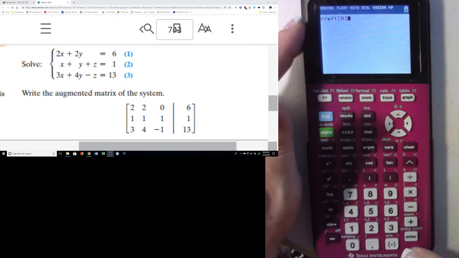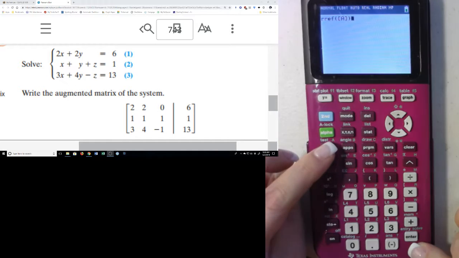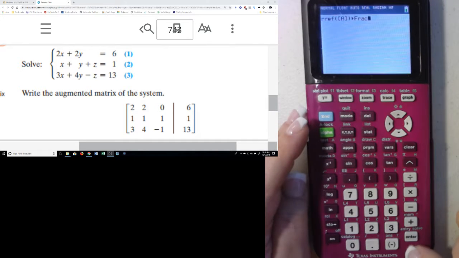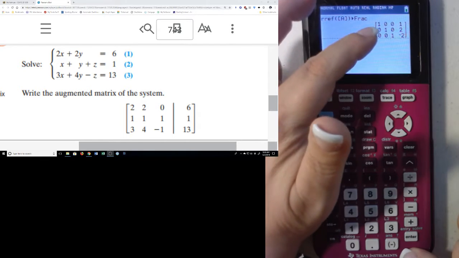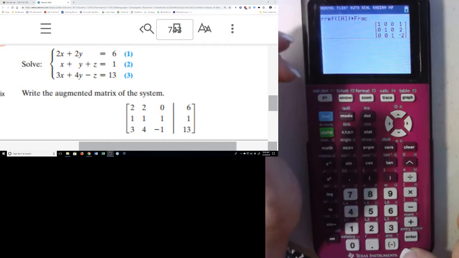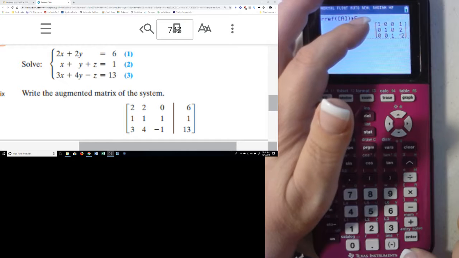Now I could at this point, if I wanted to, just hit enter right here and get an answer. But because I don't know what the solution is going to be, and I might end up with decimals, I want to tell the calculator to do this in fractions. So I'm going to hit enter, and now I've got my reduced row echelon form: 1's on the diagonal, 0's everywhere else. So this gives me the solution to the system of equations.